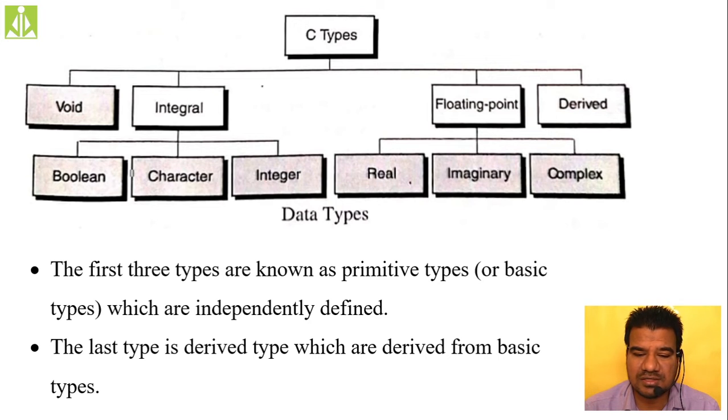You have to understand this: primitive types and derived types. Primitive types are independent types, but derived types are dependent types, and they depend on primitive types. Derived types are dependent on primitive types.